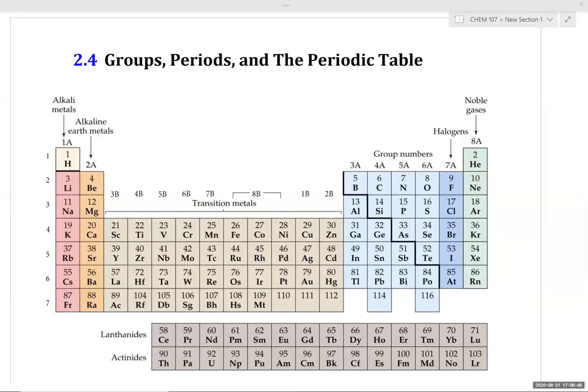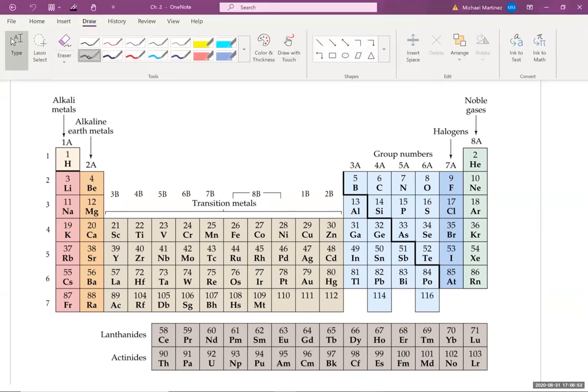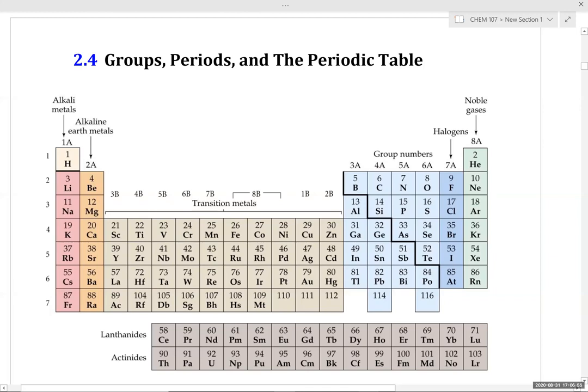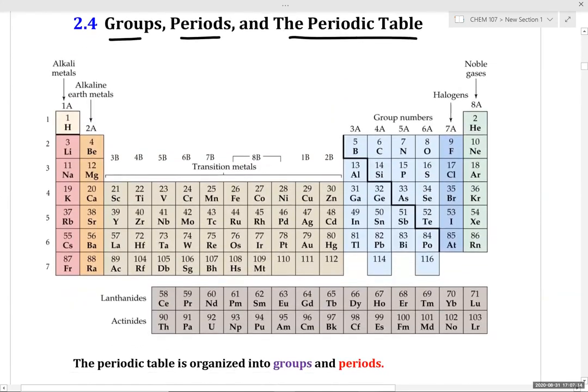Okay, so when we last left off, we were looking at the organization of the periodic table in terms of metals, nonmetals, and metalloids. Now we're going to look at major classes of elements in the periodic table, and these primarily include groups and periods. Okay, so to start us off, I gave you a sample periodic table.